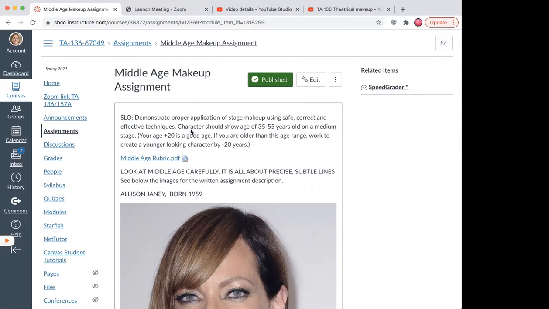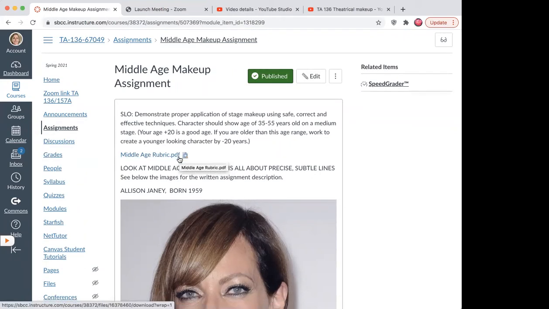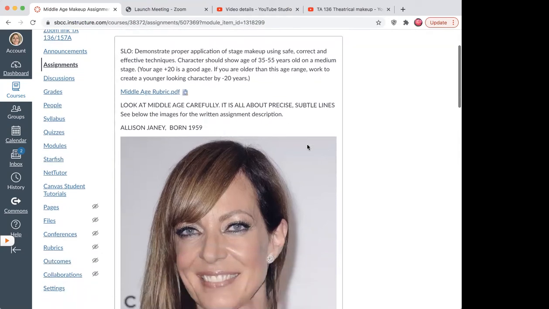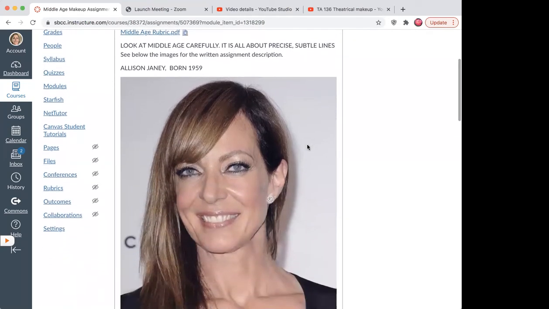So that would be somewhere between 15 and 30 feet away from you. If you're older than you want, like me, I would want to be minus 20. So it's a different kind of thing. The rubric is here again for your convenience. Look at middle-aged. It's all about being precise, subtle lines, and look at the images for the written description.